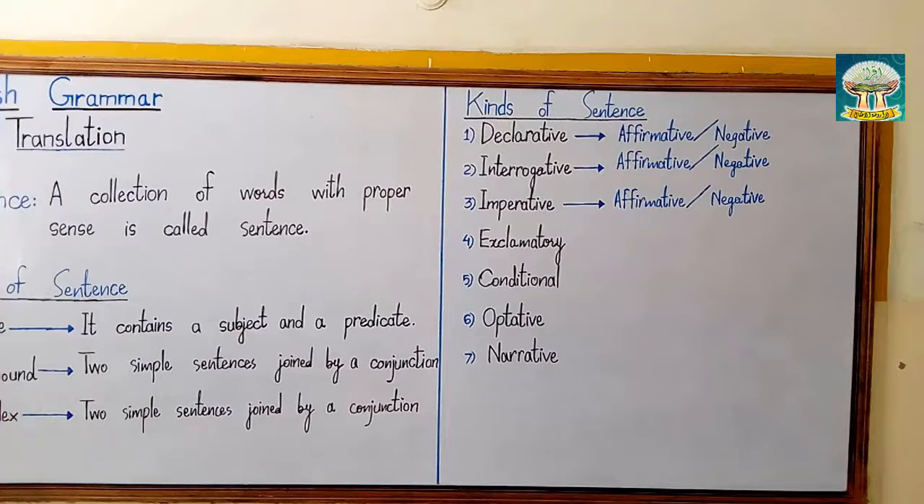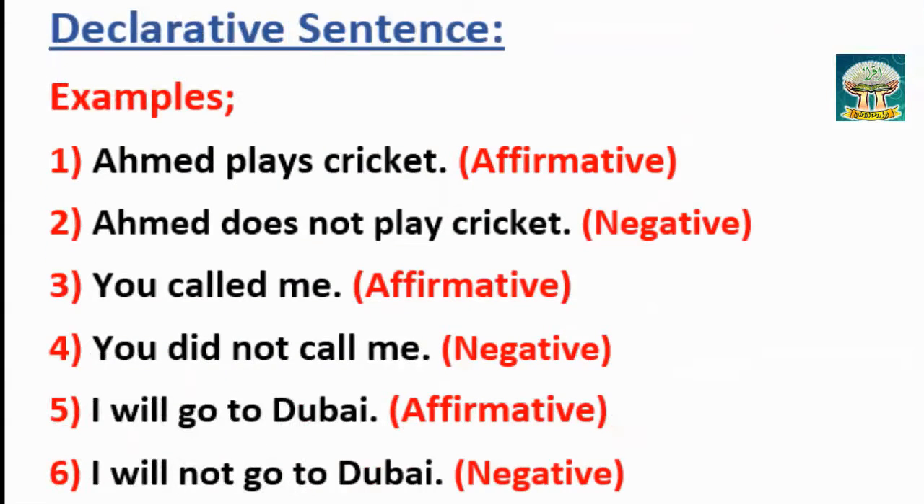For example, number 1, Ahmad plays cricket. This is an affirmative declarative sentence. Example number 2, Ahmad does not play cricket. This is an example of negative declarative sentence. Example number 3, you called me. An affirmative sentence. Example number 4, you did not call me. This is an example of a negative declarative sentence.